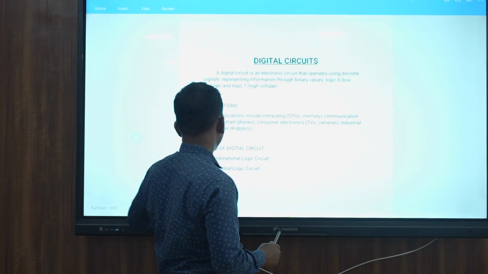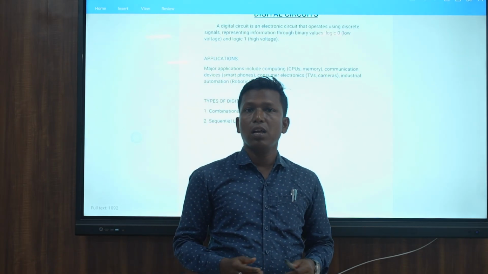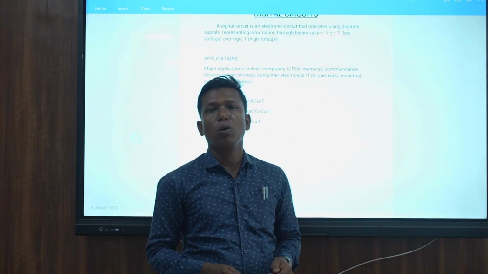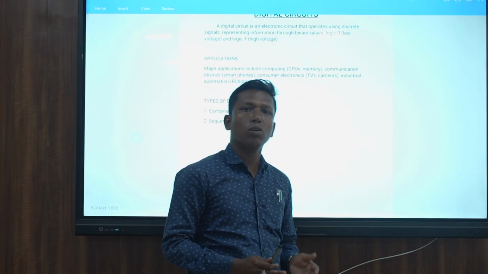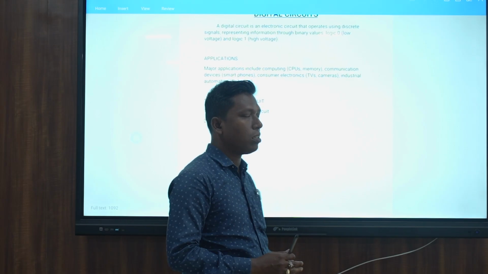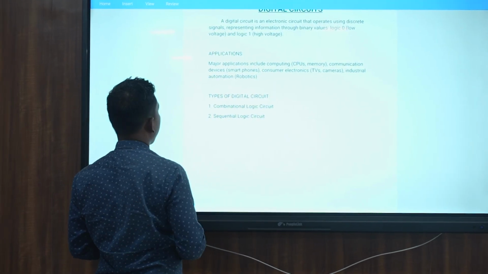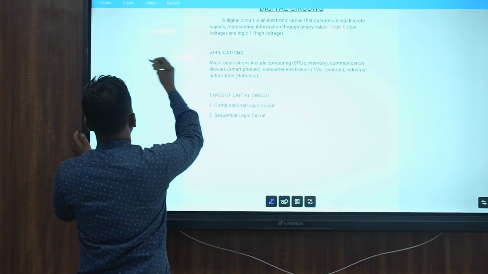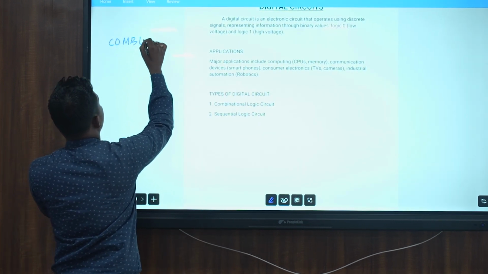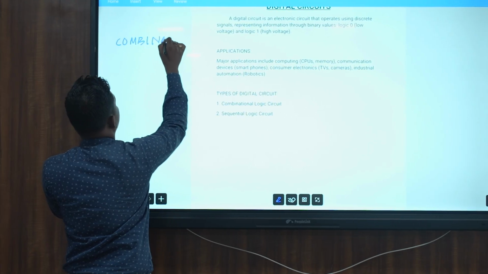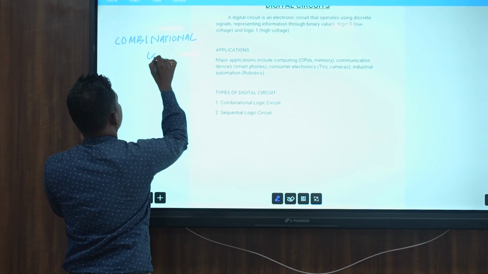Then come to the types. Actually, digital circuits are of two types. One is combinational logic circuit, another one is sequential logic circuit. So, what is a combinational logic circuit and what is a sequential logic circuit? Here you see, let this be your combinational logic circuit.